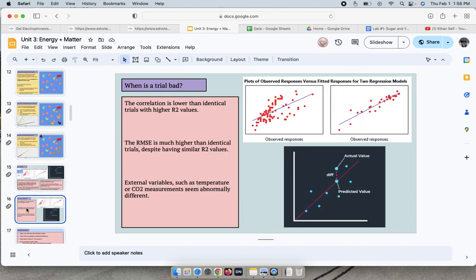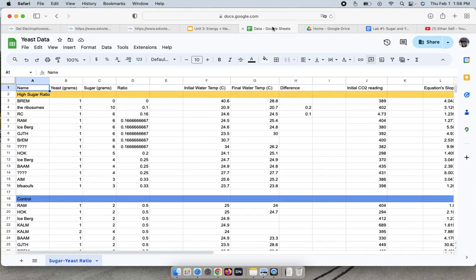We talked about the 3 reasons why you might get rid of data, including similar trials have different R2 values. Identical trials with identical R2 values have different RMSEs, and also some data looks a little suspicious based on temperature or CO2 measurements. So let's go into the data.